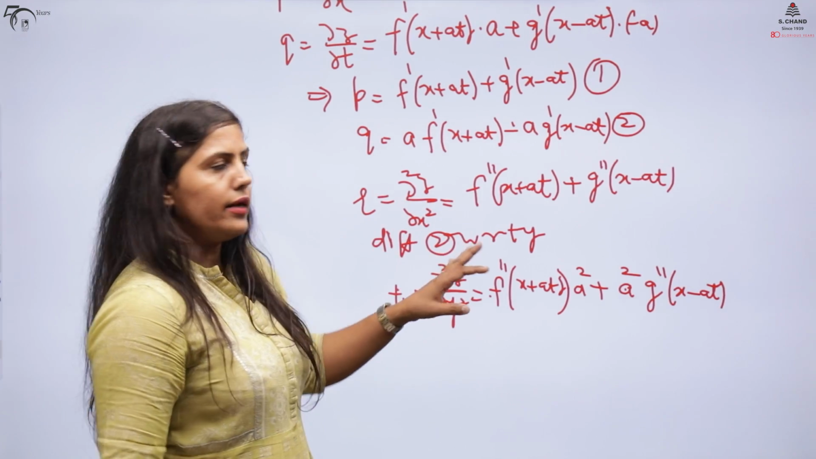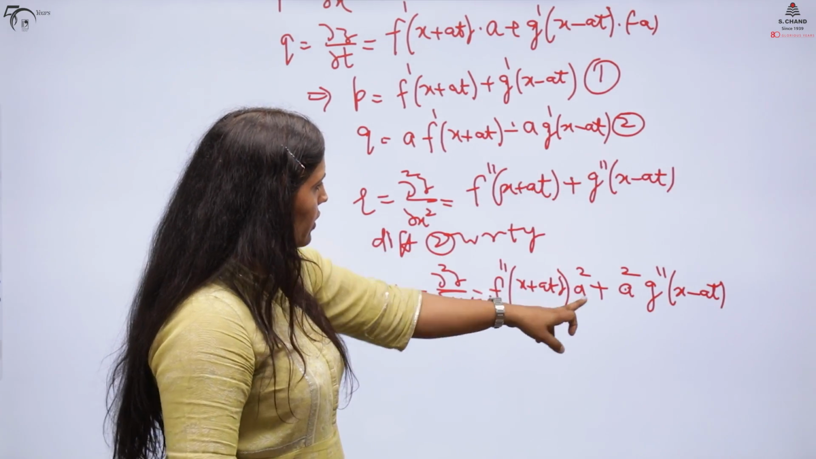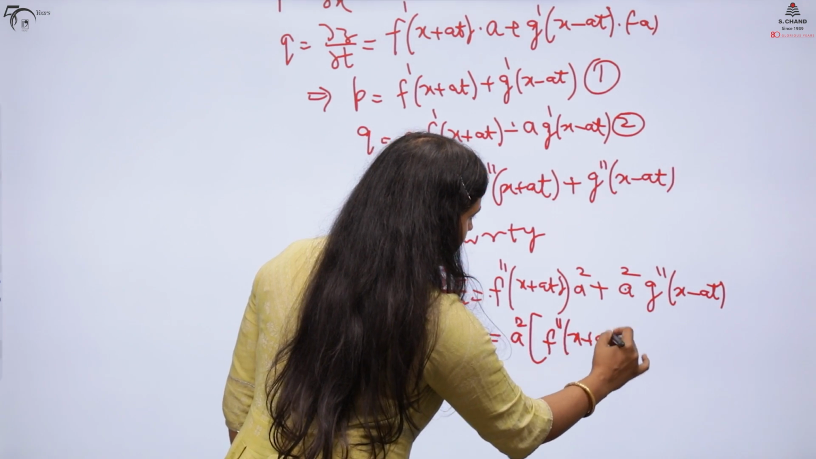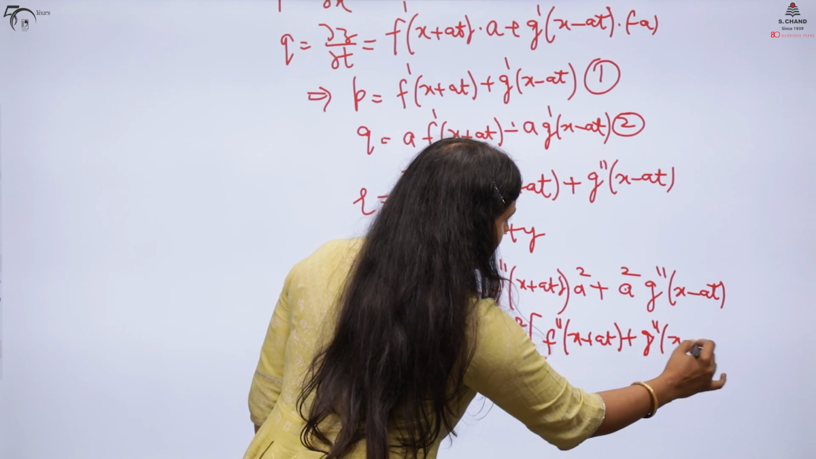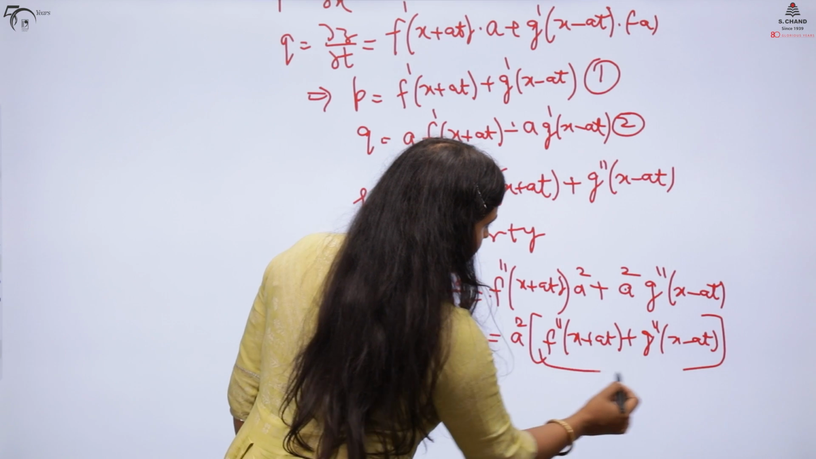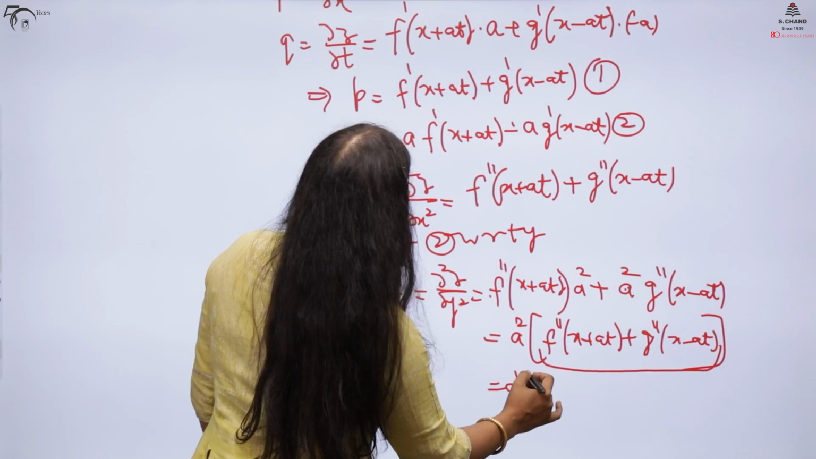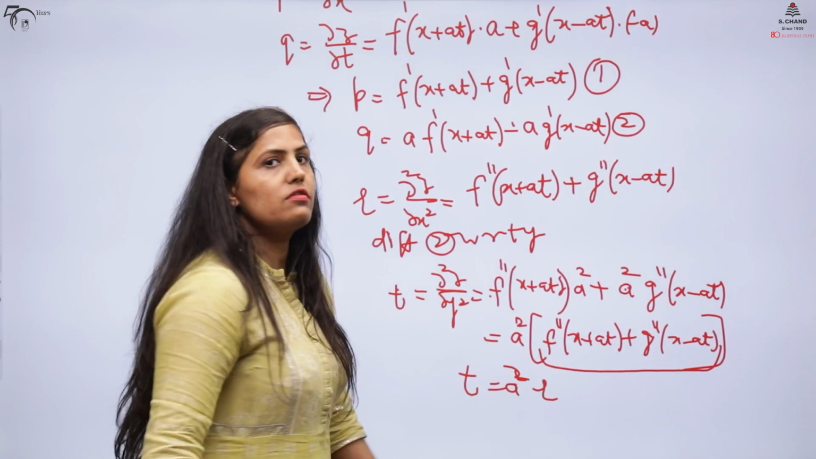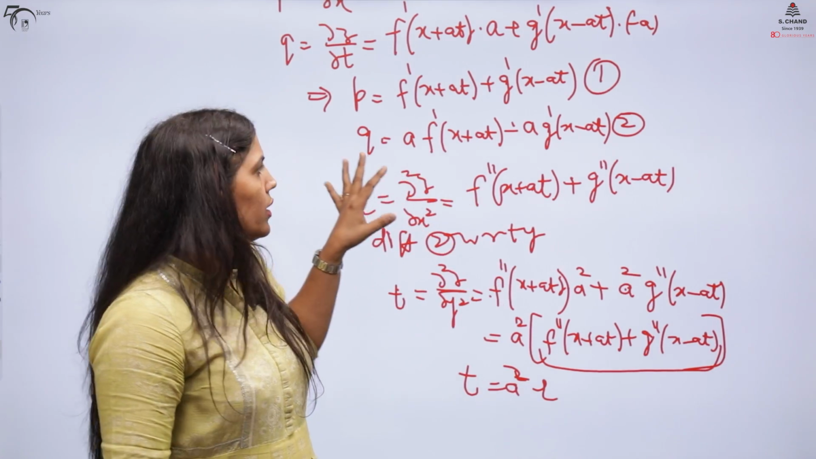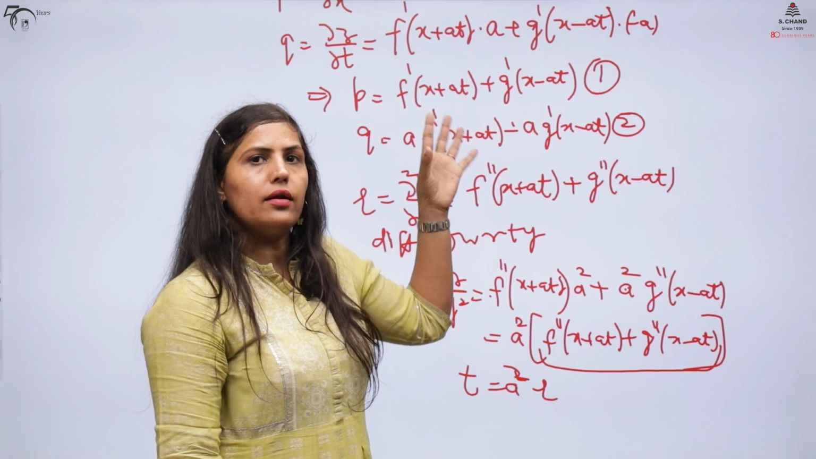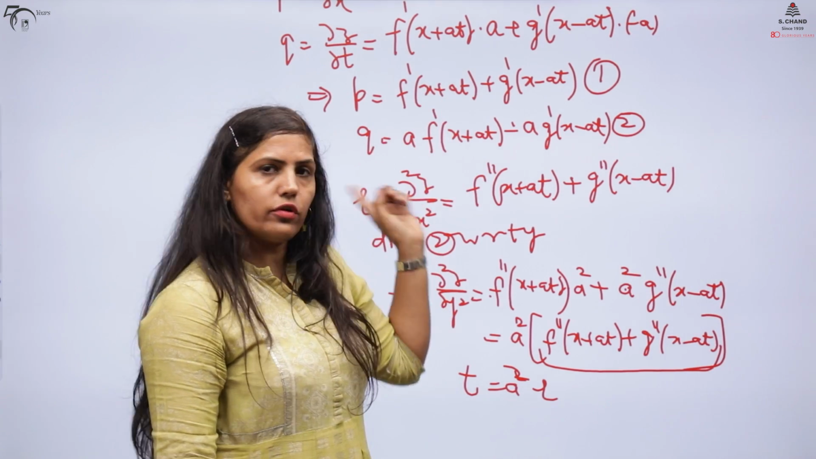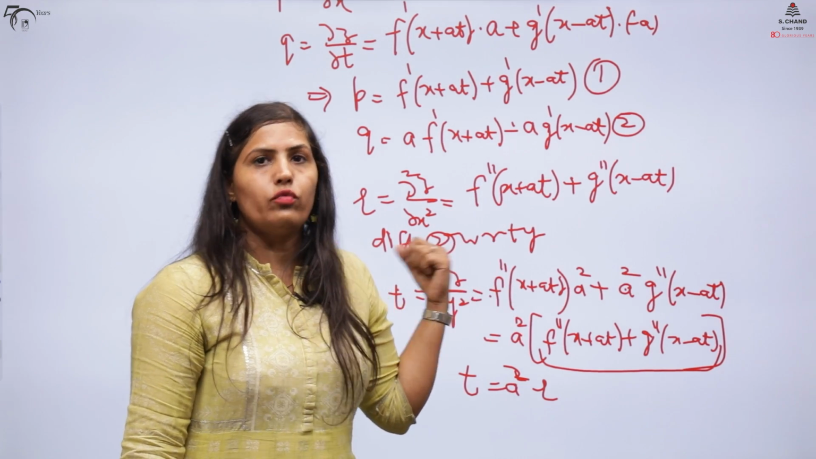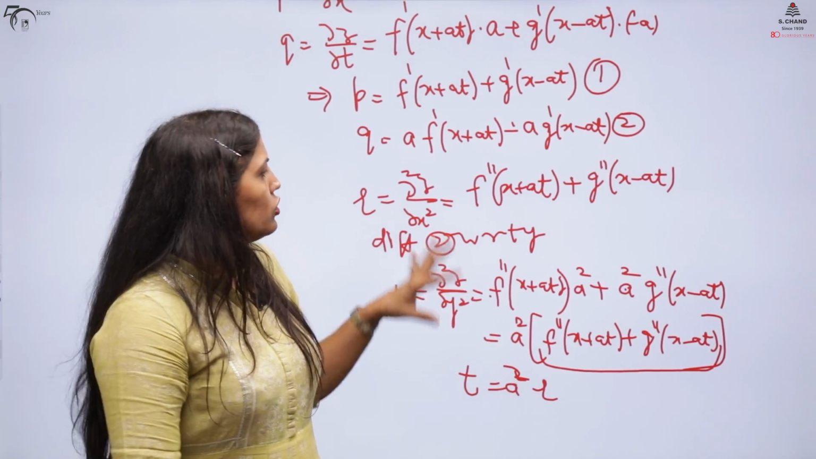Now you can see some similarity. You can see this is a double derivative, and this is a double derivative. From this equation I take a square common, and I can replace this simply by r, and this is my t. So this is the equation we were looking for. Now we have removed the functions. It is a little difficult, but you use your first order derivatives and second order derivatives to remove the two functions which were given in the equation. So this is how you do it.